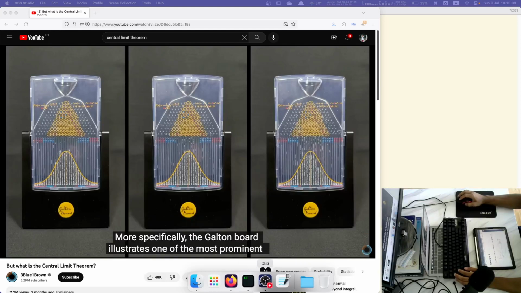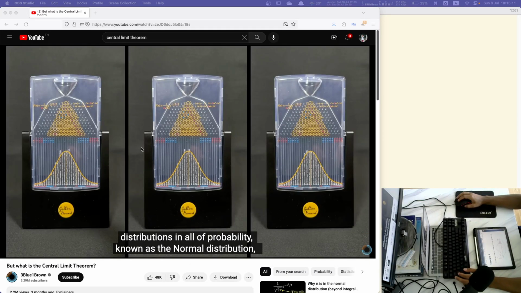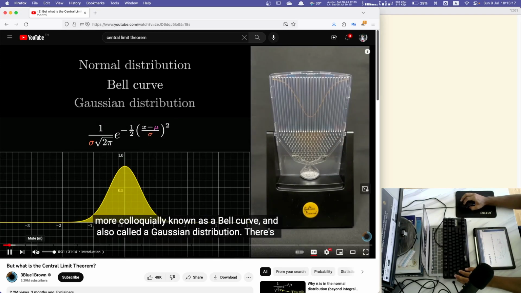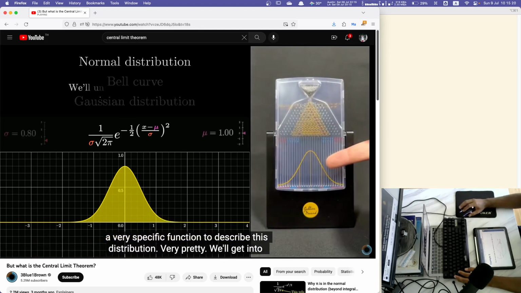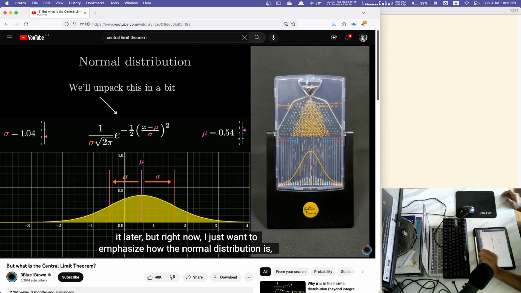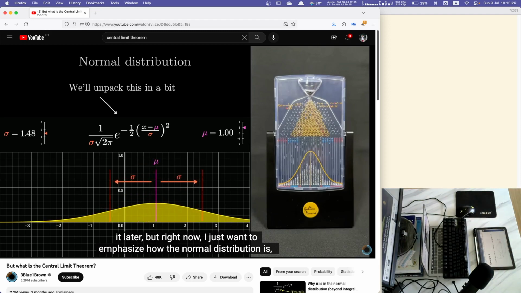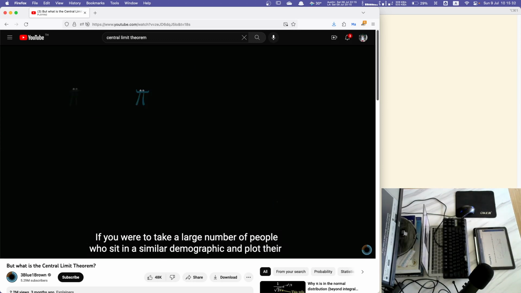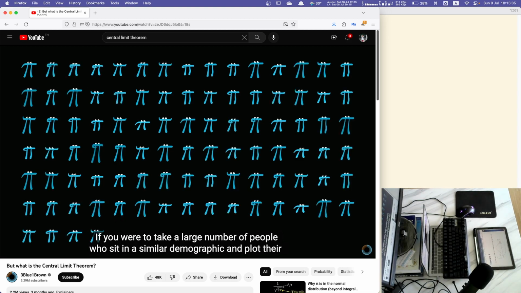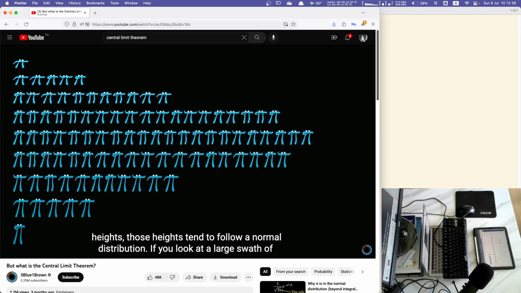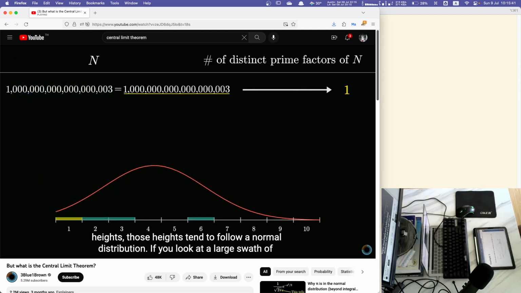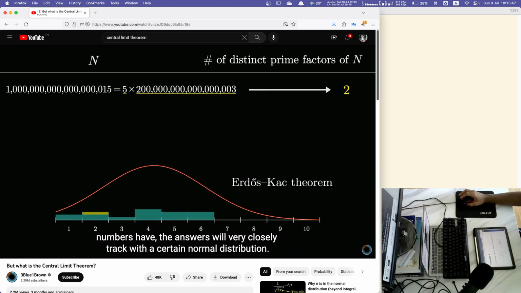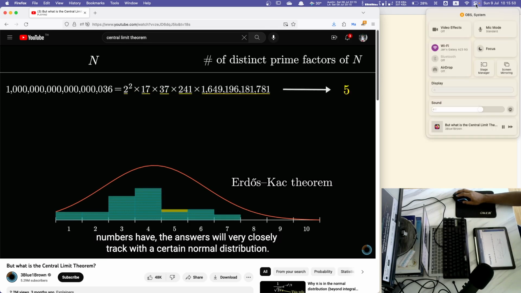More specifically, the Galton board illustrates one of the most prominent distributions in all of probability, known as the normal distribution, more colloquially known as a bell curve, and also called a Gaussian distribution. There's a very specific function to describe this distribution. Very pretty, we'll get into it later. But right now, I just want to emphasize how the normal distribution is, as the name suggests, very common. It shows up in a lot of seemingly unrelated contexts. If you were to take a large number of people who sit in a similar demographic and plot their heights, those heights tend to follow a normal distribution. If you look at a large swath of very big natural numbers, and you ask how many distinct prime factors does each one of those numbers have, the answers will very closely track with a certain normal distribution.